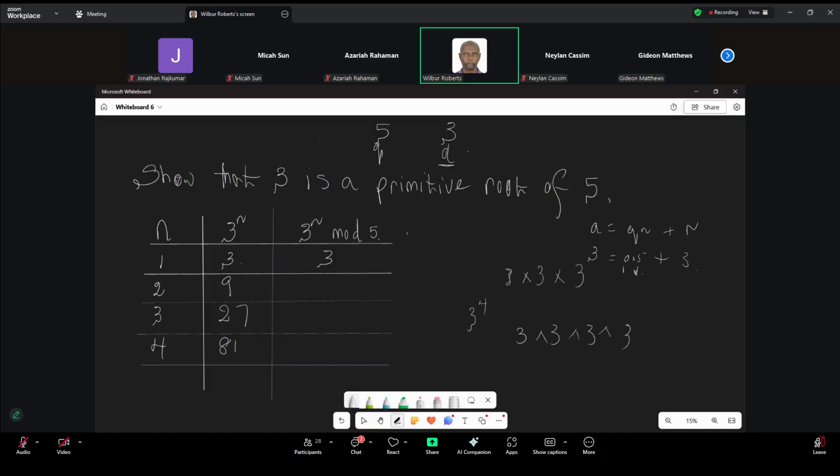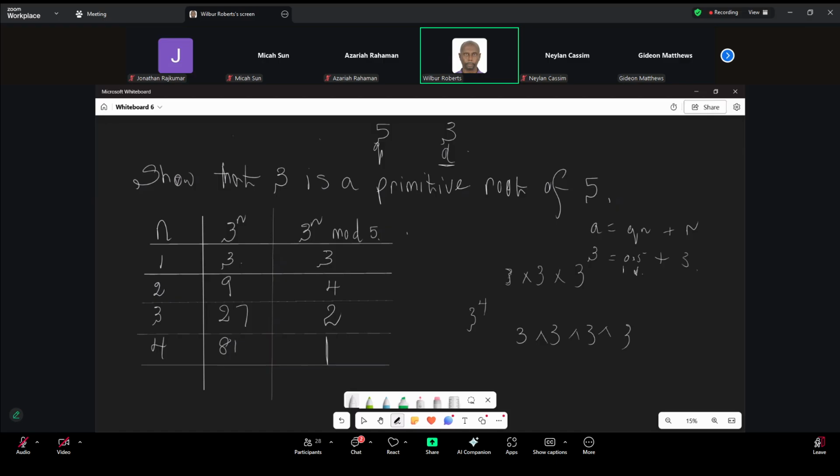All right. What is 9? So 3 to the n now is 9. So 9 mod 5 is equal to 4. And 27 mod 5 is equal to 2. And 81 mod 5 is equal to 1. 5 16s are 80, remainder 1.